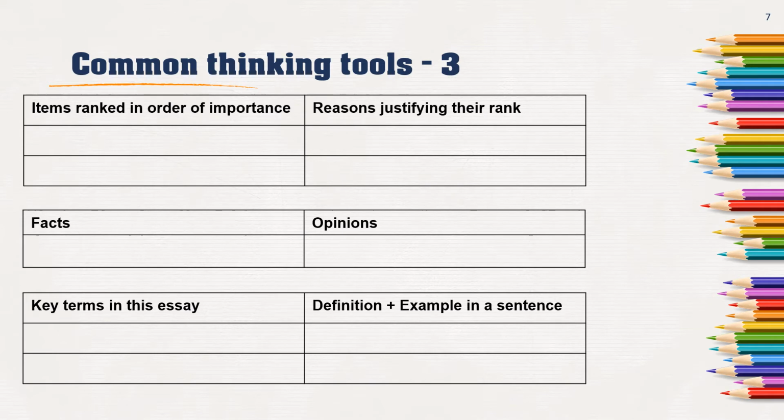Here's another set of thinking tools. You might have been asked to rank the factors that are important in a situation in order of importance, or to justify your opinion, or to go through a text and separate out the facts and the opinions. Or while researching, you might be keen to gather some of the keywords that you need to use in the essay, and just to sharpen it up for yourself, you might define those keywords and put an example in a sentence.